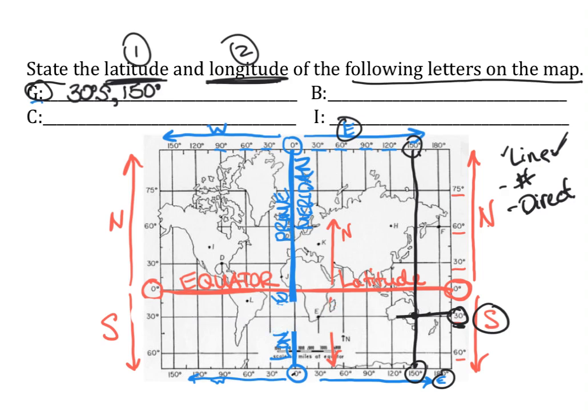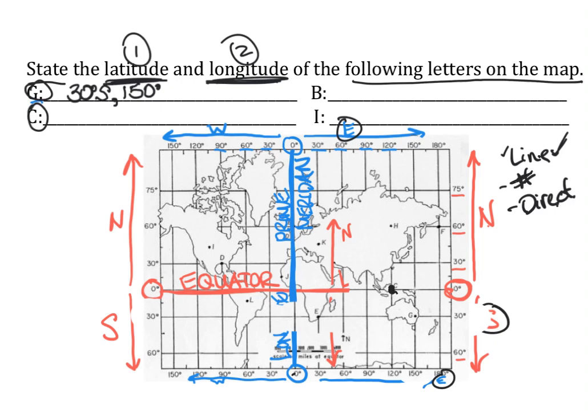Let's try the next one. I'm going to erase some of my black marks here. I'm going to try to leave what you guys already have. So now let's try point C. Okay, point C is kind of hidden underneath here, so I'm just going to erase some of this so you can see it. And again, we're just going to ask ourselves those same questions. Here's point C. What line is it on? What's the number? And what's the direction?